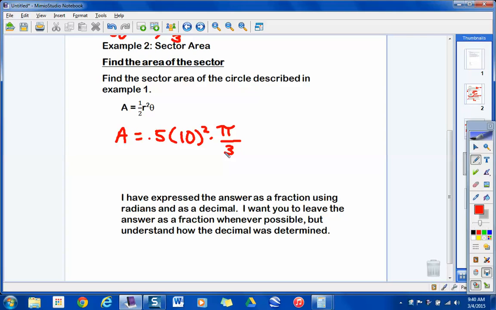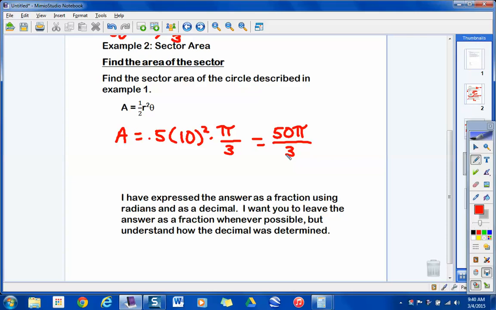We can crunch numbers in a calculator. That's easy. Okay. Help me out, guys. What's the 10 squared? 100. Half of 100 would be? 50. Do you guys agree that this is really equivalent to 50 pi over 3? Okay, 50 pi over 3 square units. You know what? If you want to leave your answers in terms of pi, that's fine.